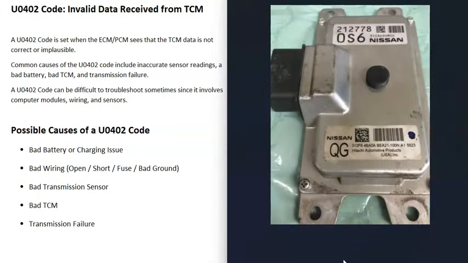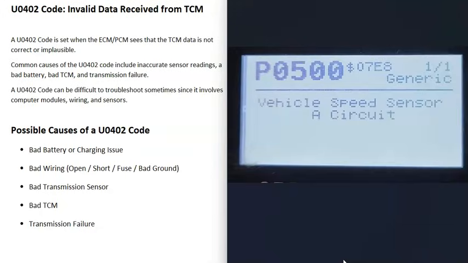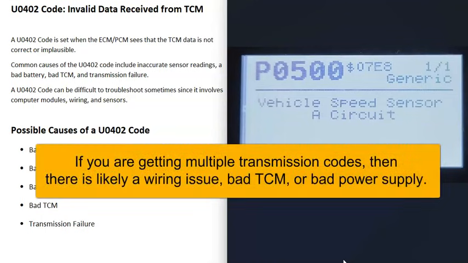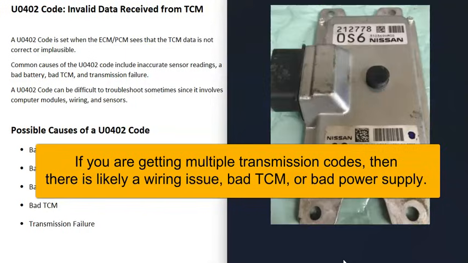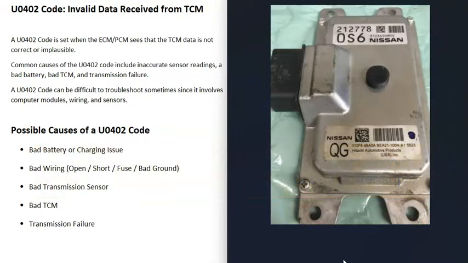Another thing to mention is that if you're getting other codes, be sure to pay attention to that because that can help guide you to what the problem might be. For example, if you're getting a P0500 code, vehicle speed sensor A circuit, then very likely the transmission has a bad speed sensor and is throwing everything off. But basically, if you're getting other codes, be sure to pay attention to that because that can help point you to what the problem is.